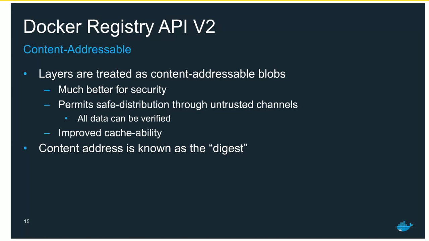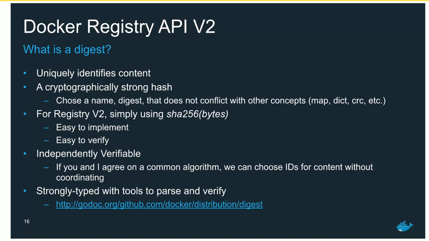So this content address is known as a digest. So what is a digest? It uniquely identifies content. It's a cryptographically strong hash. We chose the name digest so it doesn't conflict with hash, map, or dict, so that we don't have that confusion. It's not commonly used. It's for message digest, but it's just a hash. For registry V2 we've made it really simple. It's just a SHA-256 of the bytes. It's very, very easy to implement. It's easy to verify, and it's very, very hard to get wrong.